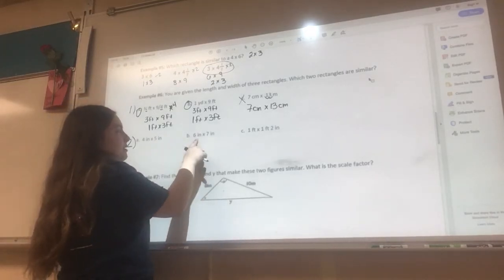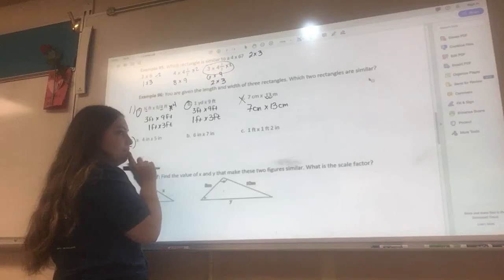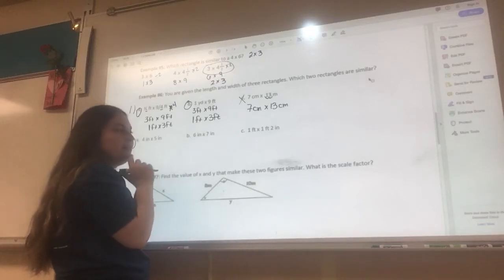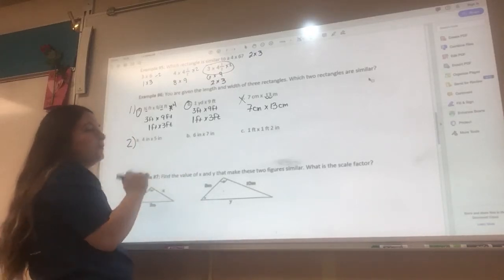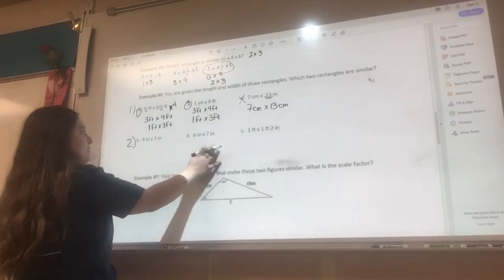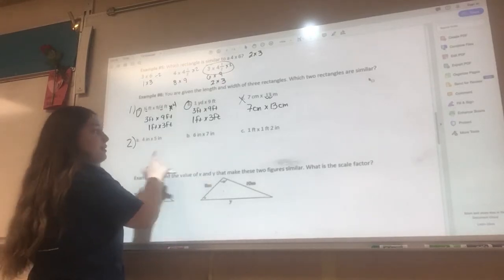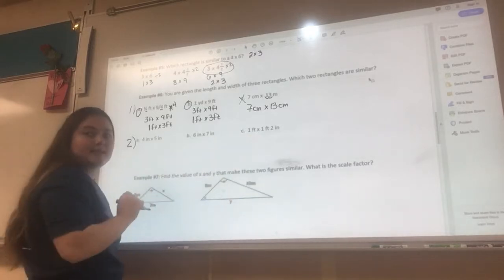Well, B, 6 inch and 7 inches. Both in inches, and 6 and 7 don't have a common factor. Well, that one's done. So these are as simplified as they get. And these obviously don't match. So we need to check C.